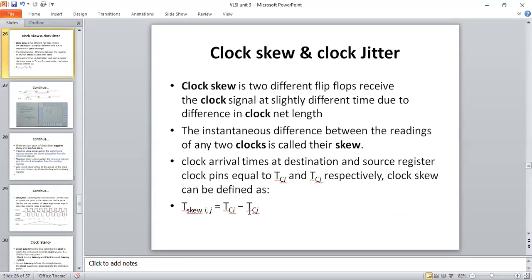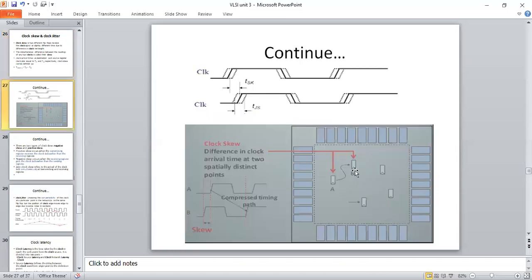Now I will explain what is TCA, comma, TCB here. What is TCA? The time at which the clock signal appears at the A register, and TCB is nothing but the time at which the clock signal is appearing at the B register. So it is an A register and it is a B register.